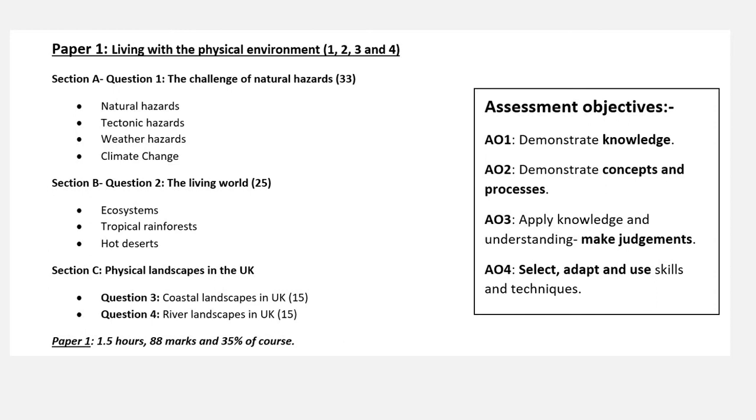So we've done the whole of section A, which is natural hazards. You've done living world yourselves, and you've done coasts, which is the first part of physical landscapes in the UK. And then we will do rivers when we return, and then you will be tested on the entire physical unit. So I thought this week would be a good time to do some revision.